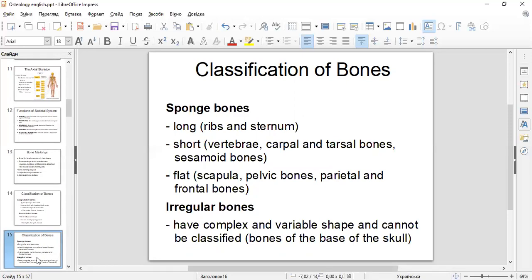Sponge bones are long: ribs and sternum, and short: vertebra, carpal and tarsal bones. And the last type, flat bones, for example, scapula, pelvic bones, parietal and frontal bones. Irregular bones have complex and variable shape and cannot be classified. Bones of the base of the skull.